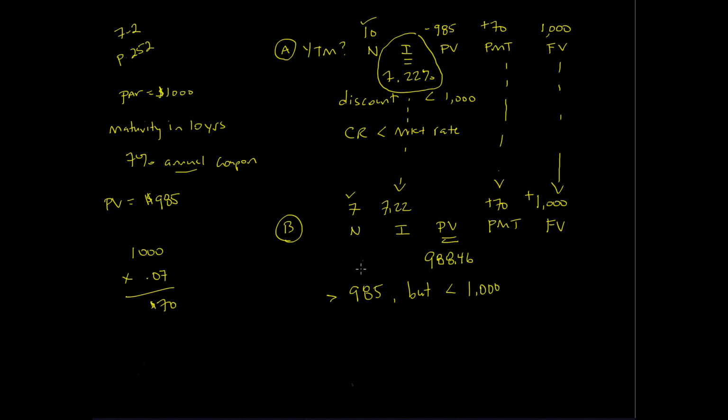Now I could go on and on with this, and we could change N to 4 or change N to 2. And what I would find is that as N goes down, the present value goes up, up, up, closer to 1,000, but it will not go over 1,000 as long as this yield is higher than my coupon rate.